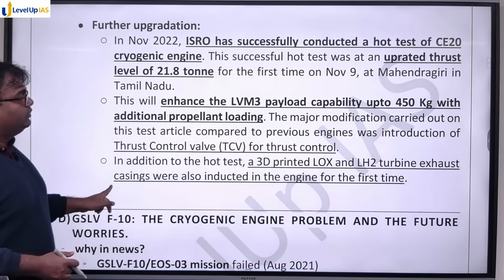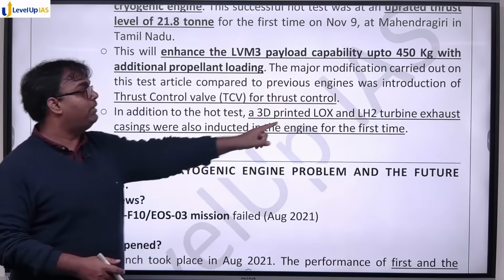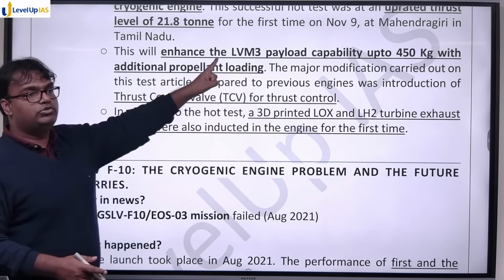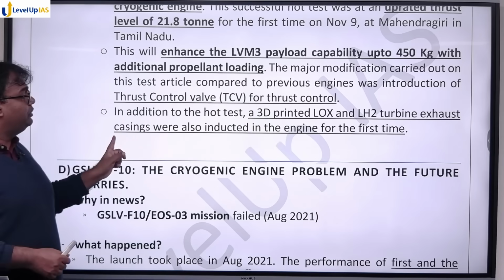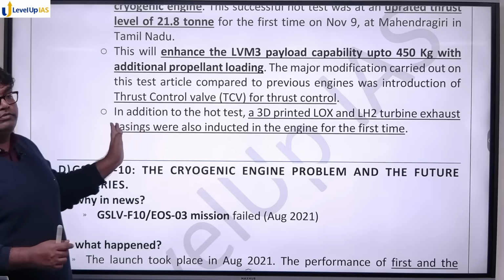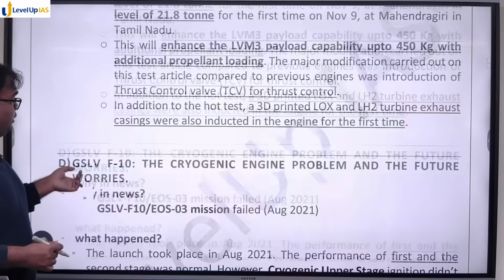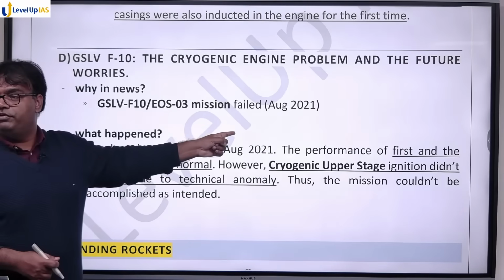something that was developed. In addition to the test, 3D printed liquid oxygen and liquid hydrogen turbine exhaust casings were also inducted in the engine for the first time, and this was also tested. So the turbine exhaust casing used this time was developed by 3D printing. I'll explain the meaning of 3D printing. Okay, then this was the failure, the August 2021 failure, which is here.